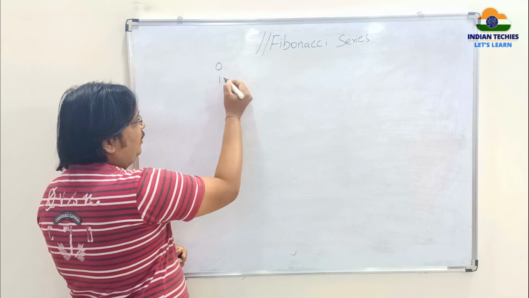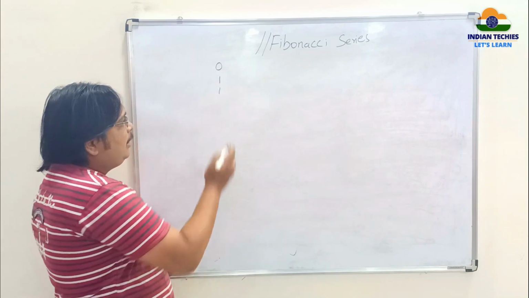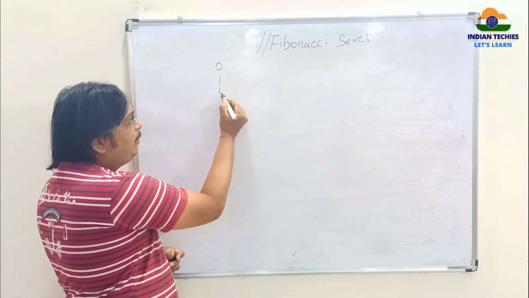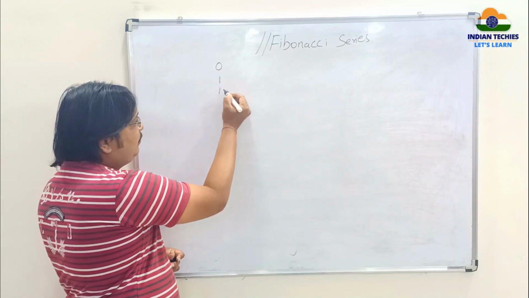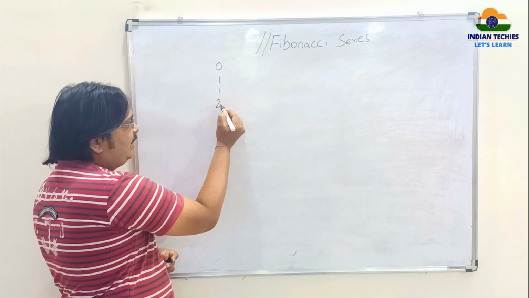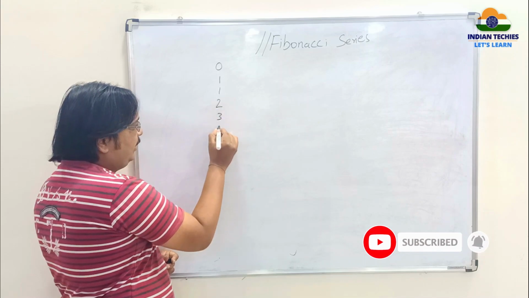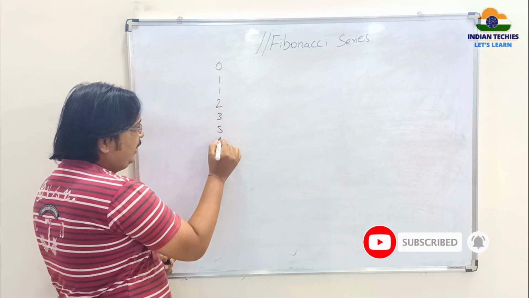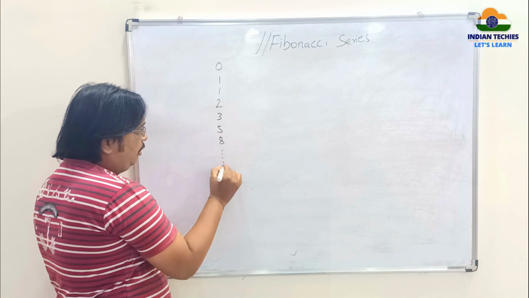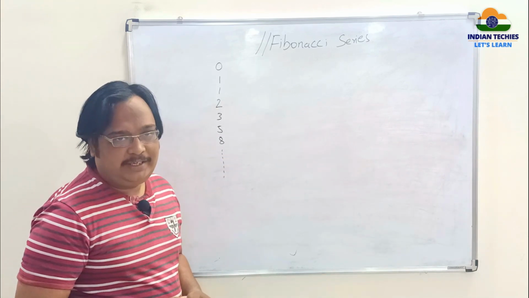So 0 plus 1, you will get 1. Next time onwards, the previous number will be 1, the present number will be 1. 1 plus 1, 2. Now the previous number is 1, the present number is 2. 1 plus 2, 3. 2 plus 3, 5. 3 plus 5, 8. And so on. Such a type of series can be called a Fibonacci series.